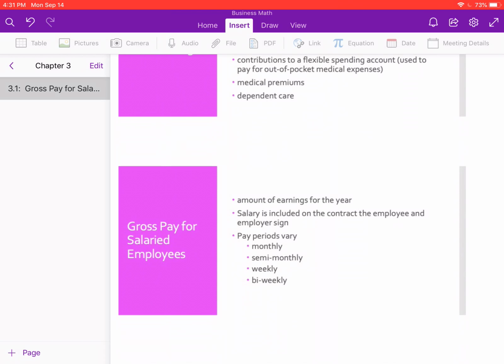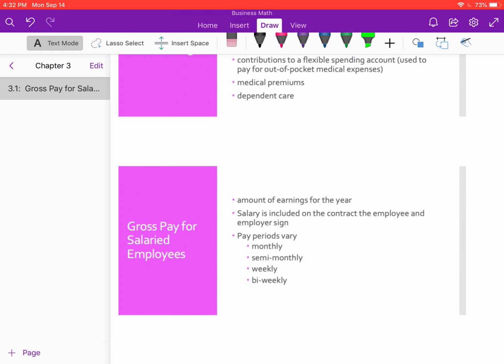For salaried employees, gross pay is the amount of earnings for the year. So usually you'll see your salary included on the contract that both you and your employer will sign. Pay periods may vary. So monthly, I think we all know monthly. Monthly is 12 times a year. Semi-monthly is every other month. So that could be 6 times a year. Weekly. Actually, sorry, go back. Semi-monthly. I don't know what I'm thinking.